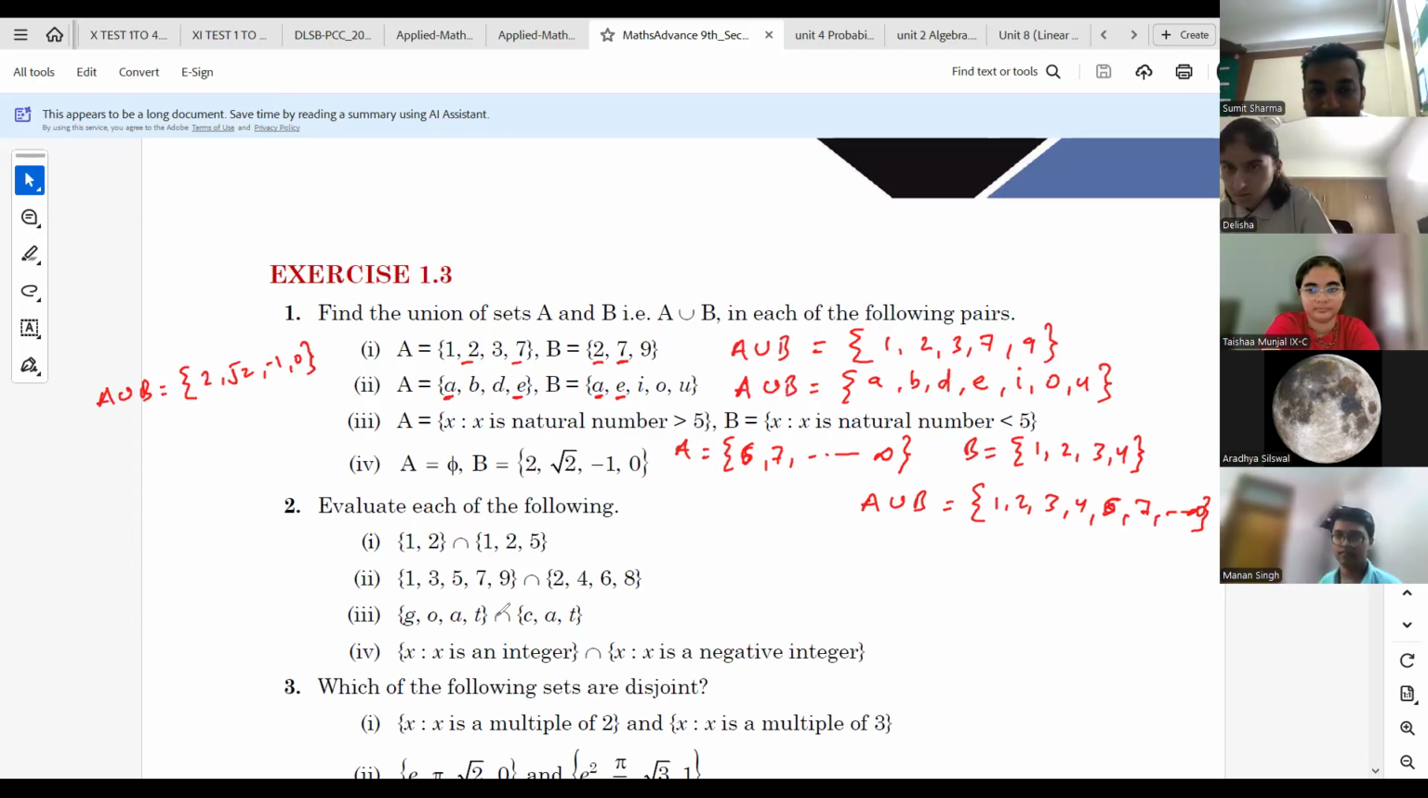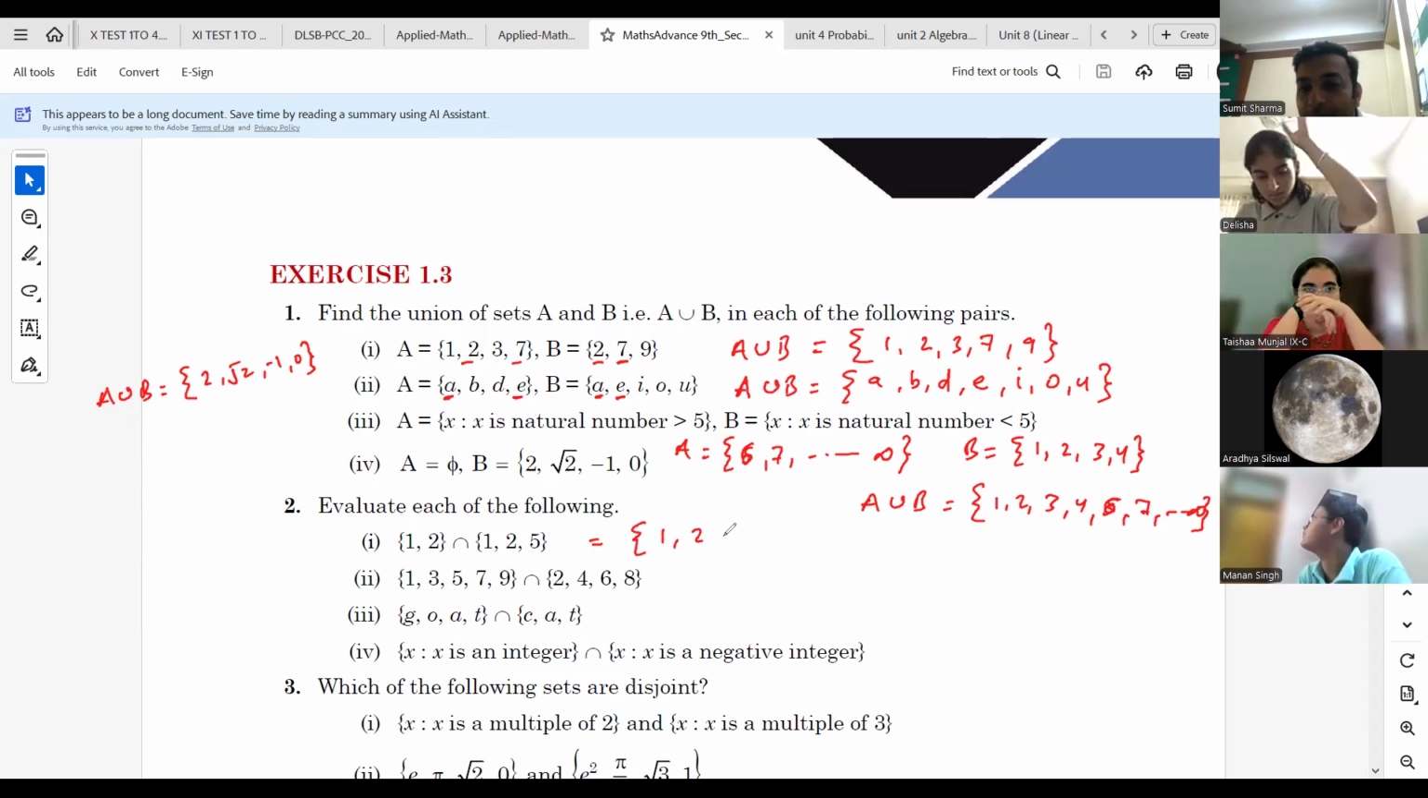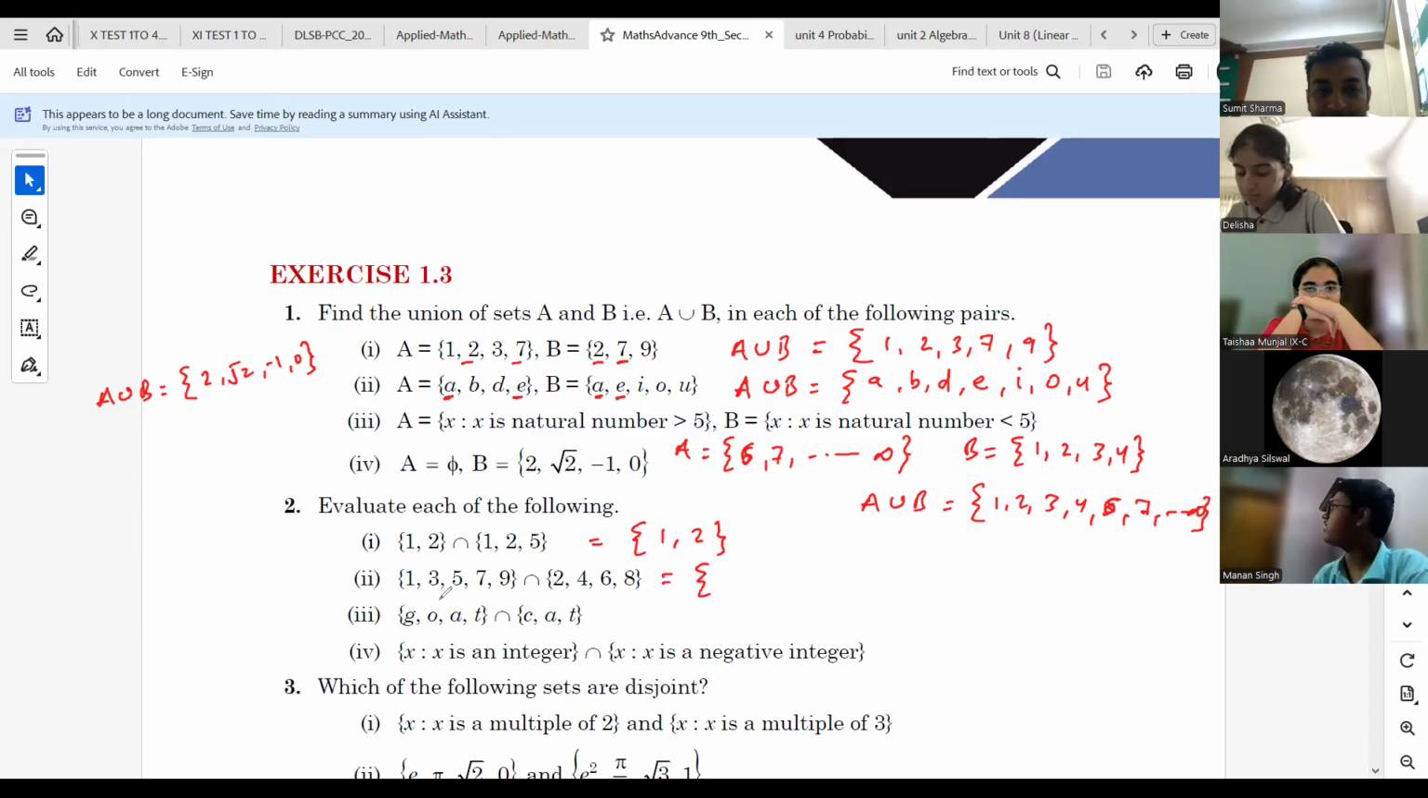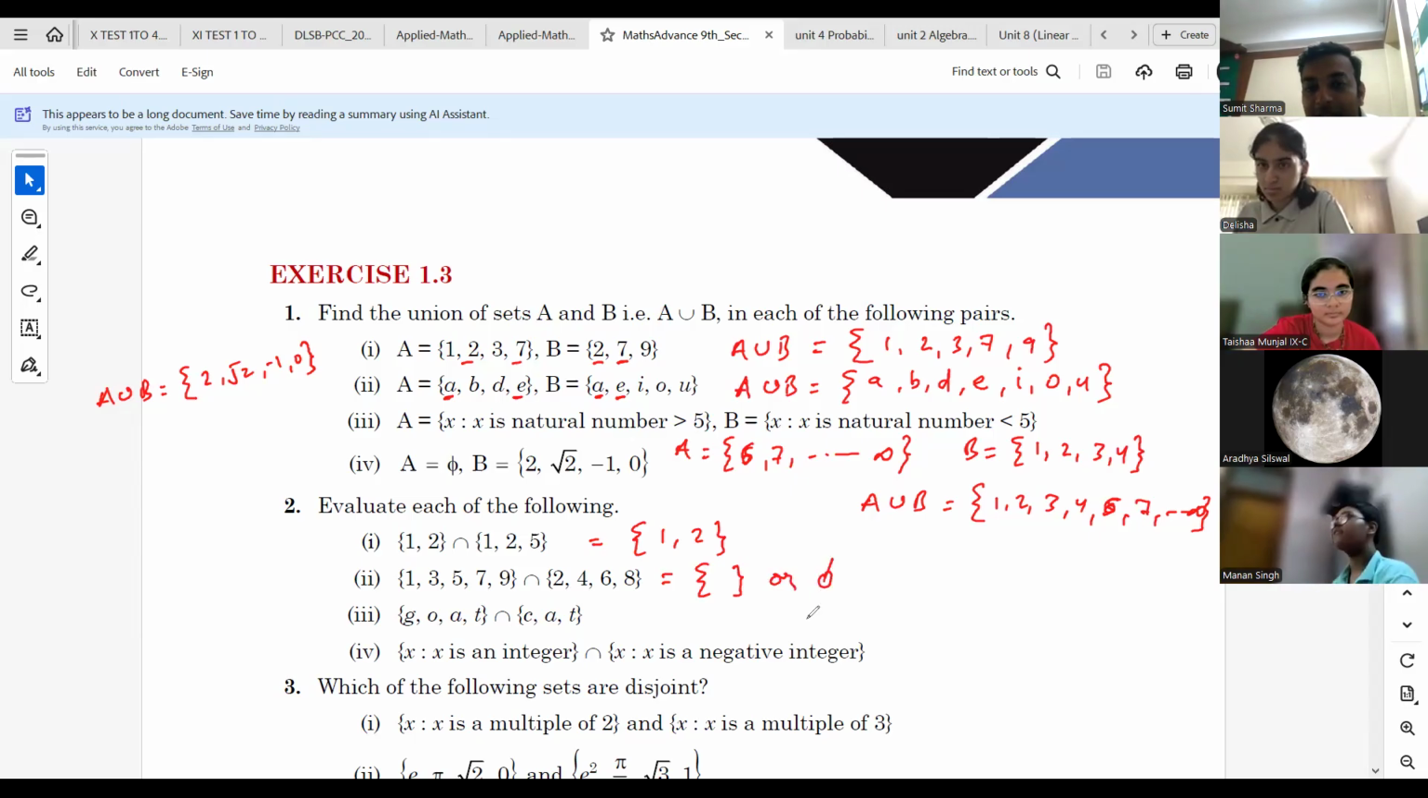Now let us come to the second one. We have to evaluate each of the following. Evaluate means the intersection sign is given in all of them, so you will have to write only the intersection part. Here the intersection is the common part of both the sets. That is 1, 2 in the first one. Then in the second one, I don't think there is any, so you will write either empty set or phi.